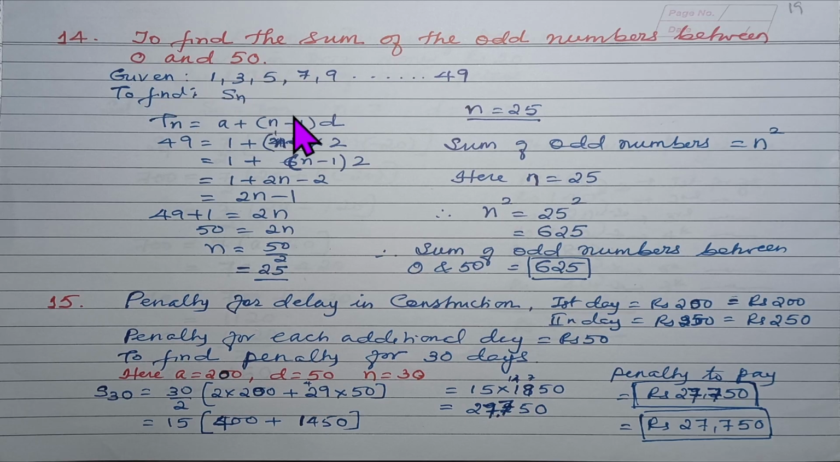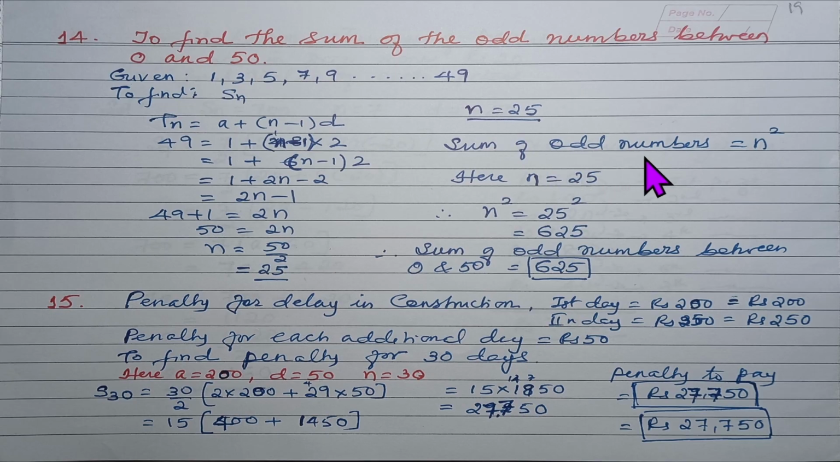So now, here we do not know n, let us find n first. So Tn is equal to A plus n minus 1 into D, that is Tn is 49, and A is 1 plus n minus 1, that means n minus 1 into 2, 1 plus 2n minus 2, 2n minus 1, so 49 plus 1 is equal to 2n, 50 is equal to 2n, n is equal to 50 by 2, and therefore it is 25. So it is n minus 1 here, so remember that. Now we have got n is equal to 25.